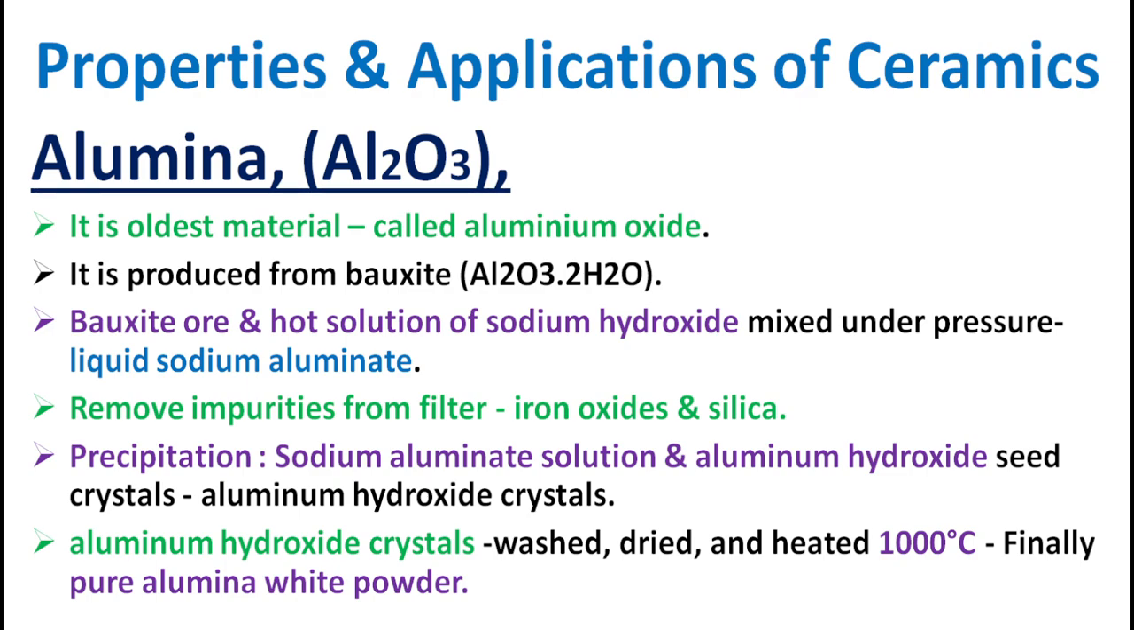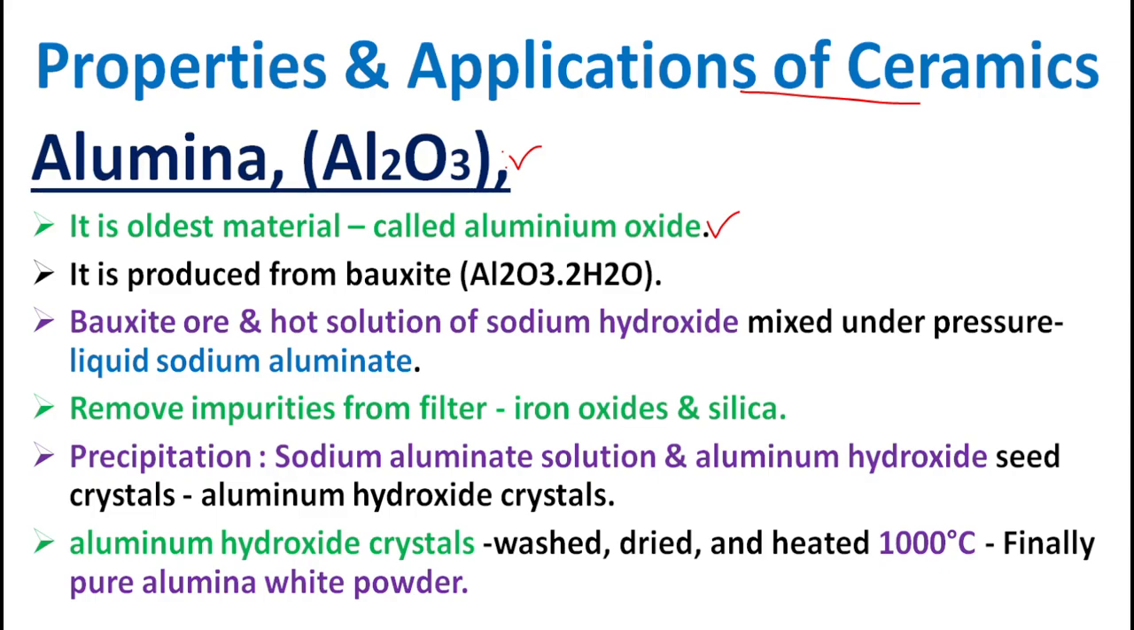Properties and applications of ceramics: Al2O3. Alumina is one type of ceramic material. It is one of the oldest materials. It is also called aluminium oxide, or alumina.